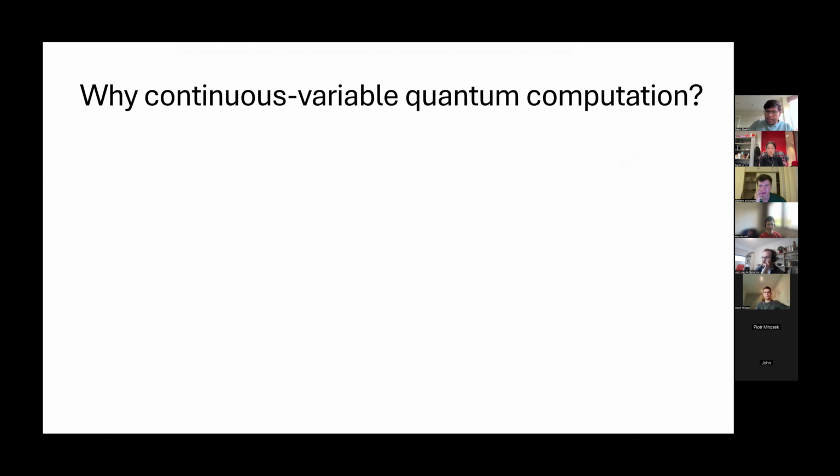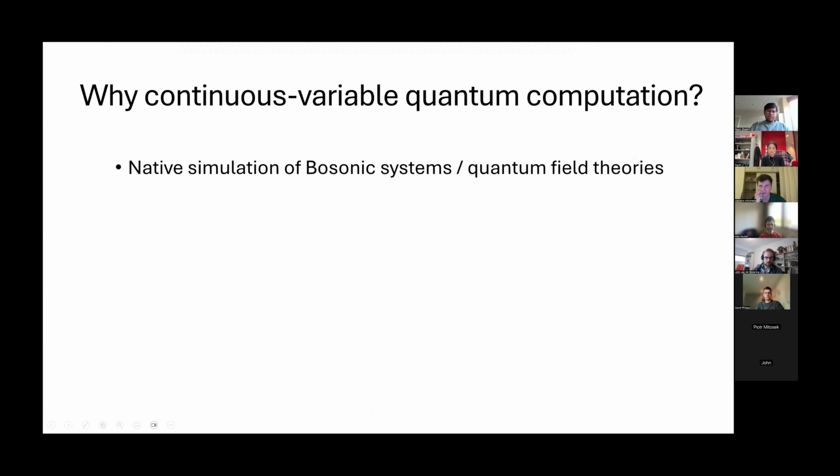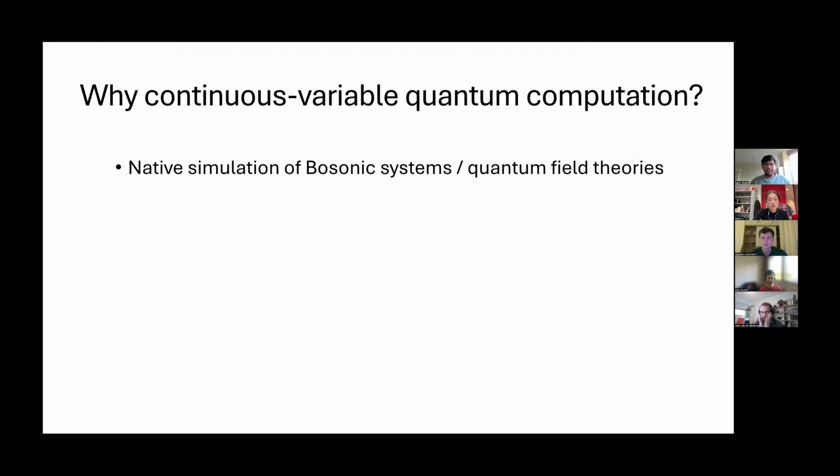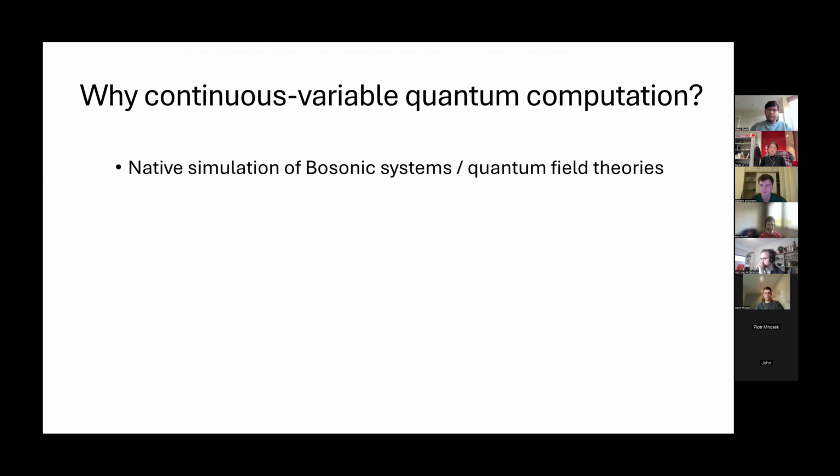Why should we care about continuous variable quantum computing? Well, first of all, because we are working with continuous variables, we can simulate physics, which is natively continuous variable. This includes bosonic systems and various quantum field theories. So having continuous variable quantum computers allows us to perform native simulation rather than encoding continuous variables in qubits.